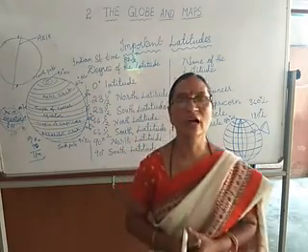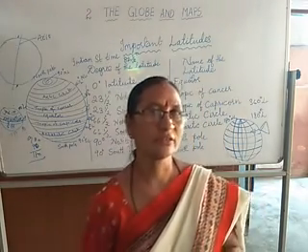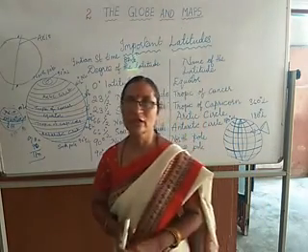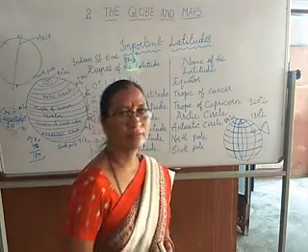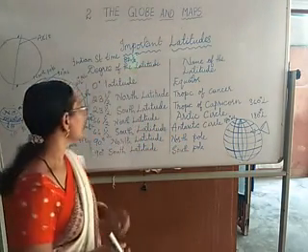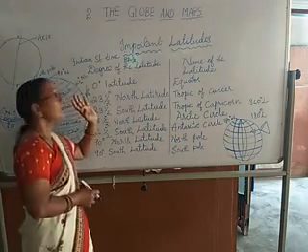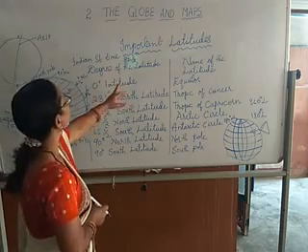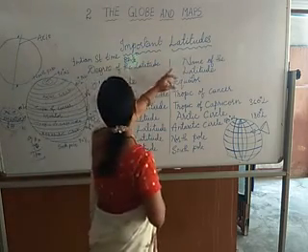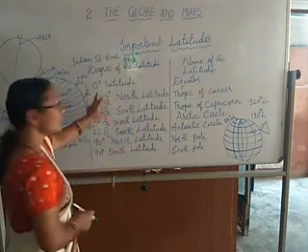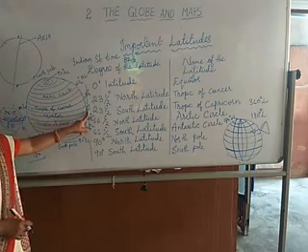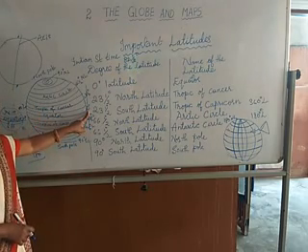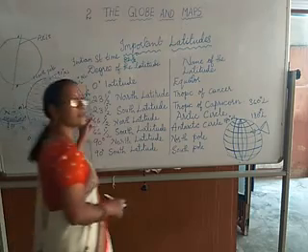Now here, see everybody, important latitudes. 0 degree latitude, which divides the globe into 2 equal halves. This 0 degree latitude is called the equator. It is very, very important. The equator divides the globe into 2 equal halves: the northern hemisphere and the southern hemisphere.